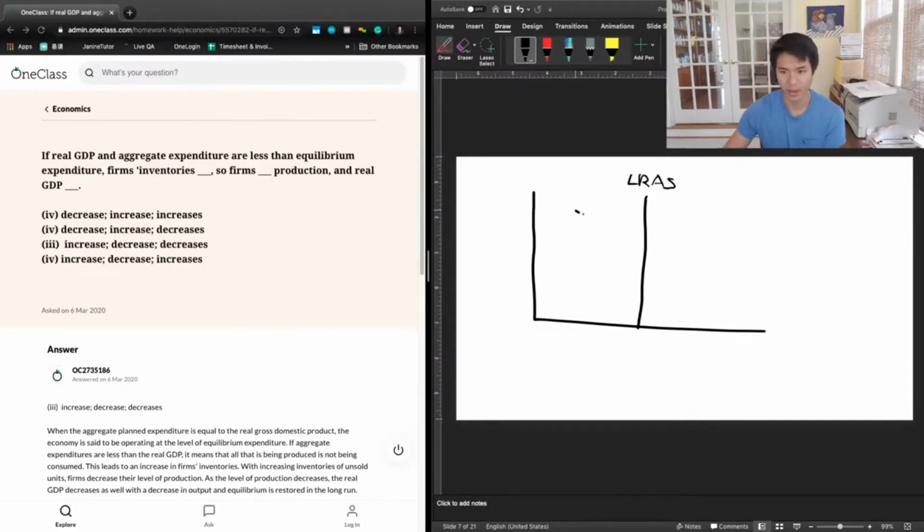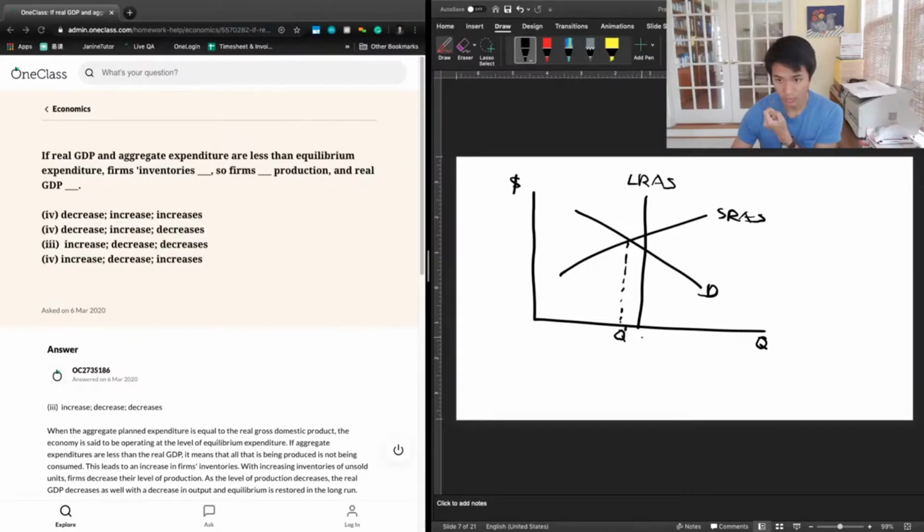So we have a recessionary or contractionary gap. We have demand, we have short run aggregate supply, and we have Q1, which is less than Q star. And so this is our situation, right? We have this recessionary gap. There's real GDP and aggregate expenditure is less than the equilibrium expenditure, which is at long run aggregate supply. So the question is, what happens first to firms' inventories?